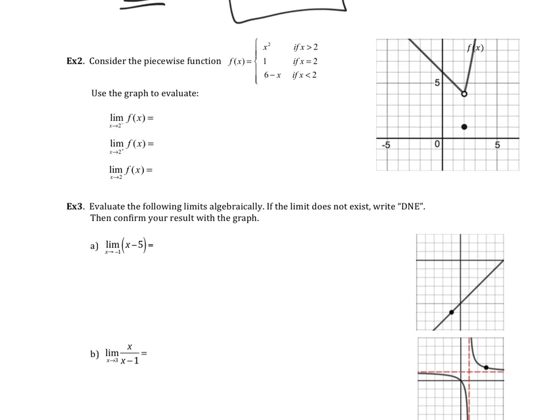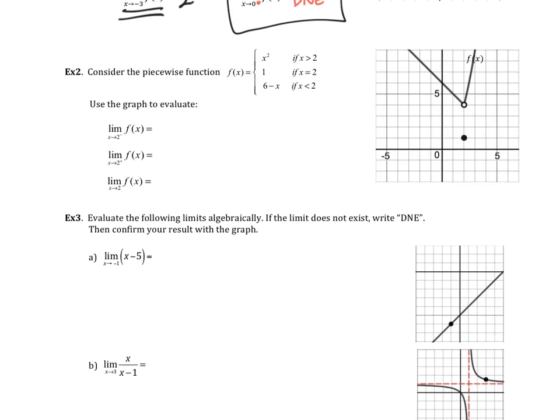Okay, so let's move on to exercise number 2. We have another piecewise function. We've graphed it here for you. When x is less than 2, it's going to be this graph here. When x is equal to 2, it's going to be exactly 1. When x is less, or sorry, I did it backwards. This is less than 2, my bad. This is greater than 2, sorry, and the blue dot's equal to 2.